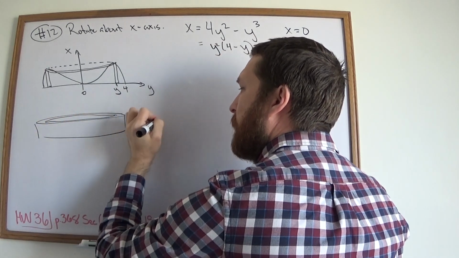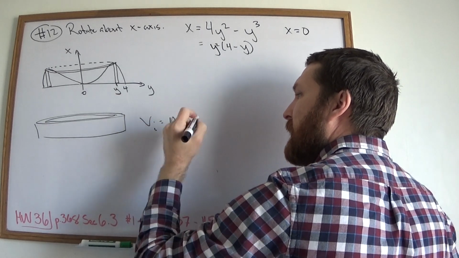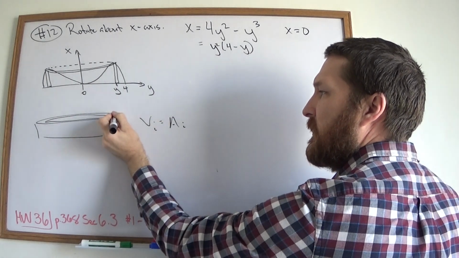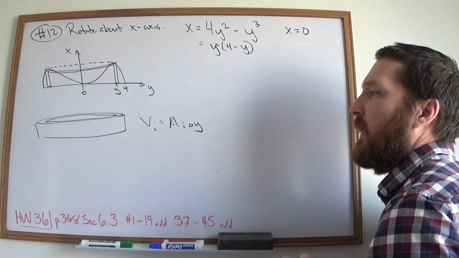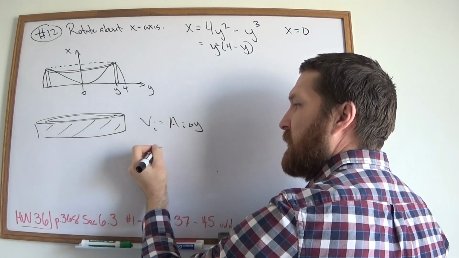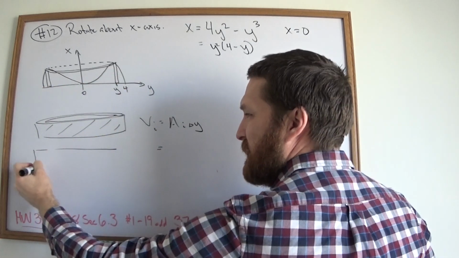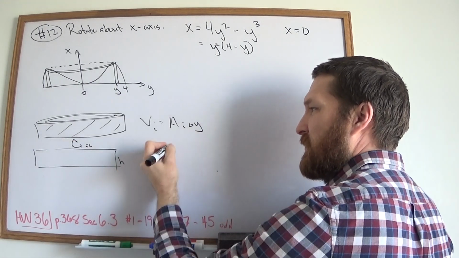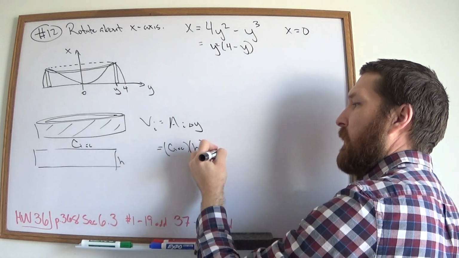My representative cylindrical shell has some volume, and a volume is a what times a what? An area times a length. In this case, what's the thickness? Is it delta x? Delta y. There we go. The area is the surface area of this thing, which is circumference times height. So I'm going to write circumference times height, delta y.